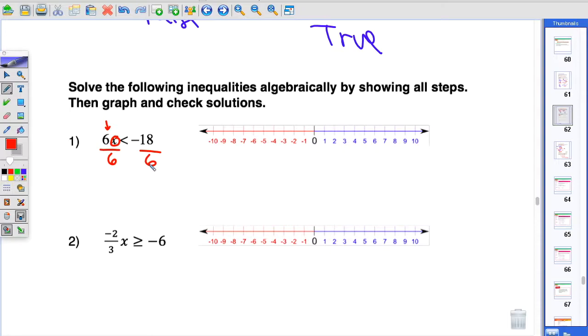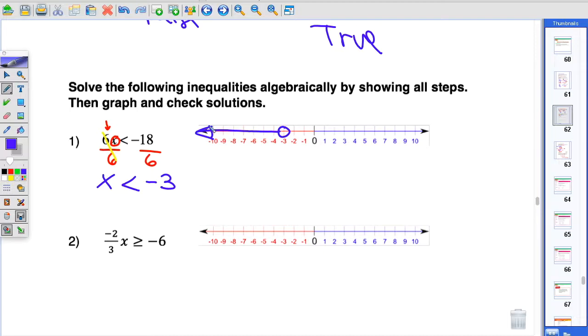So 6 divided by 6 is 1. So we're left with x less than, and -18 divided by 6 is -3. So on your graph at -3, you're going to do an open circle. The inequality is pointing to the left, so our graph needs to go to the left. So any of these numbers on your graph, -4, -5, -6, and so on, those are all possible solutions.